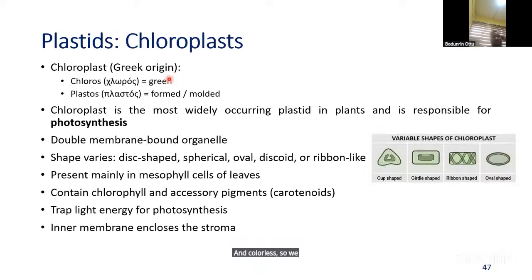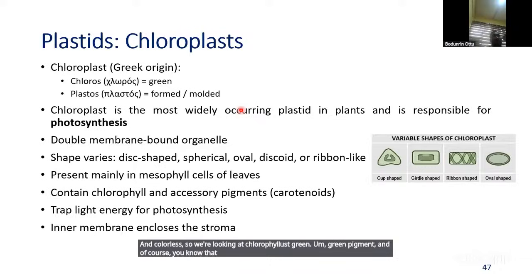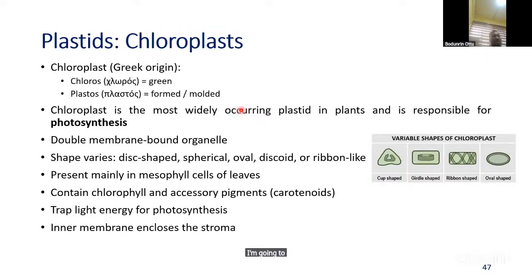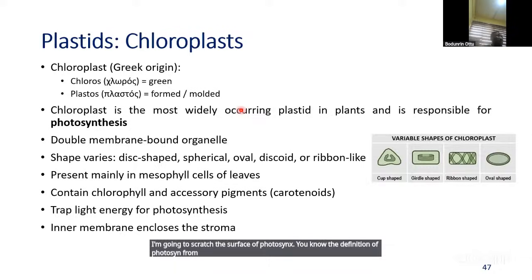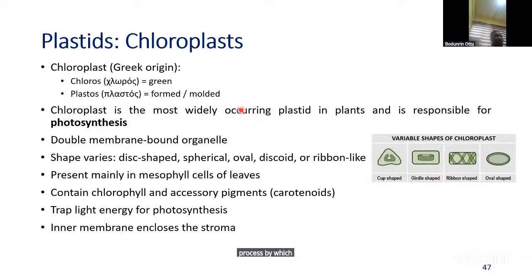So we're looking at chloroplast, green pigment, and of course, that's what is very important for photosynthesis. Remember, I told you earlier on that we're going to scratch the surface of photosynthesis. You know the definition of photosynthesis from secondary school: the process by which green plants manufacture their own food. So CO2 plus what?